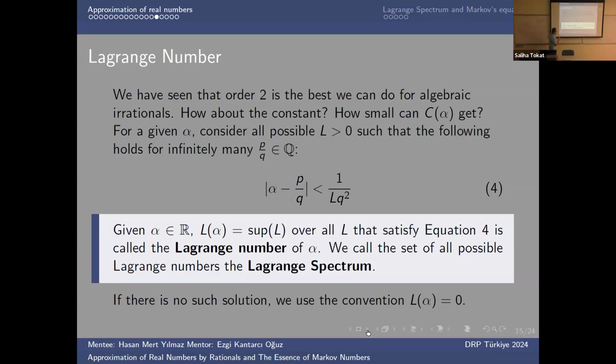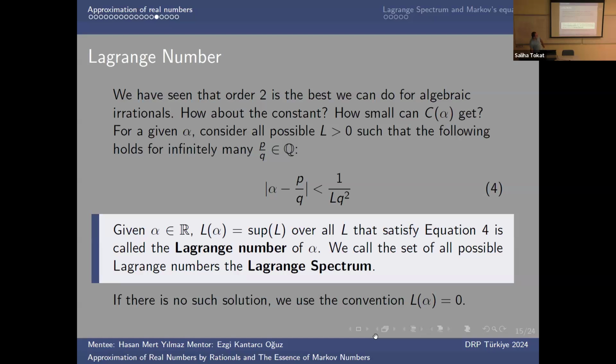Given a real number alpha, the supremum of all L that satisfy the inequality is called the Lagrange number. And the set of Lagrange numbers is called the Lagrange spectrum. If there is no such solution, by convention, we suppose L of alpha is 0.